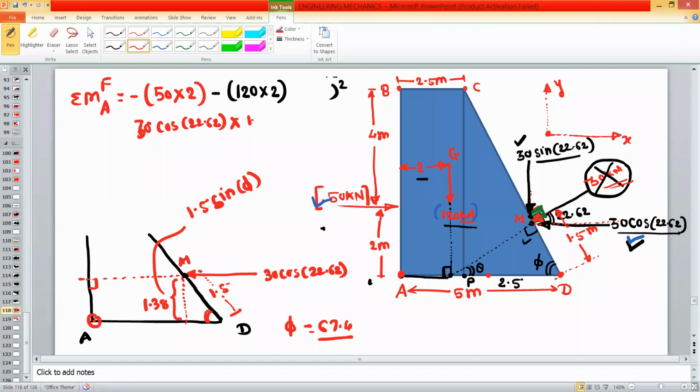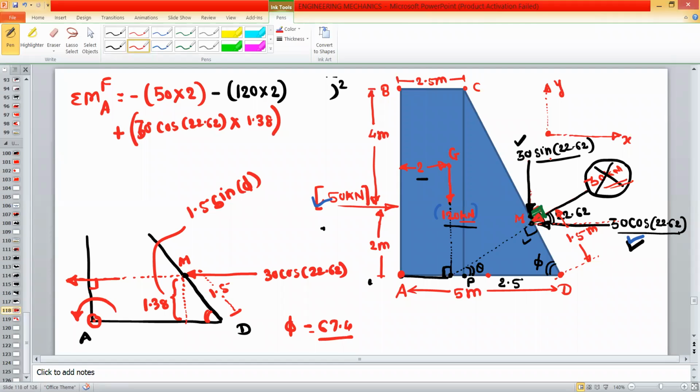Into perpendicular distance is 1.38. Now we have to decide whether that moment is clockwise or anti-clockwise. Just observe the sense of rotation by this force about the point A. This is the line of action, so we can consider the force even at this location. It doesn't matter, because force magnitude on its line of action anywhere will remain the same. So this force will try to rotate the complete structure in the anti-clockwise direction, so it is positive. So this is the complete moment.